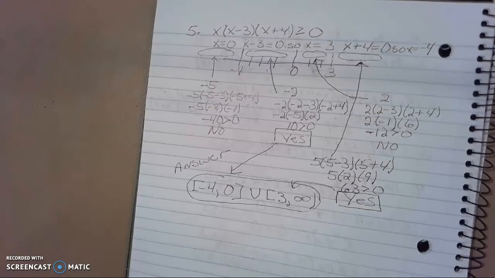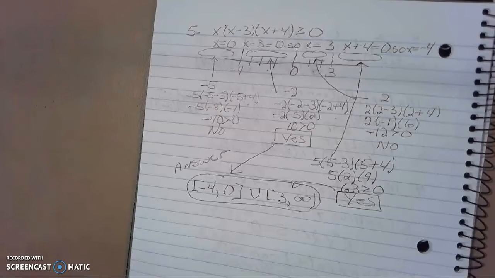So negative 4 is the least value, so that breaks the number line from negative infinity to negative 4. Then from negative 4 to 0. From 0 to 3. And from 3 to infinity. You take a number out of any of those intervals to see if it works when you put it back in the original inequality.